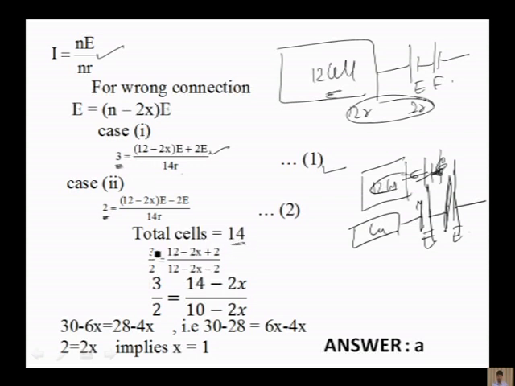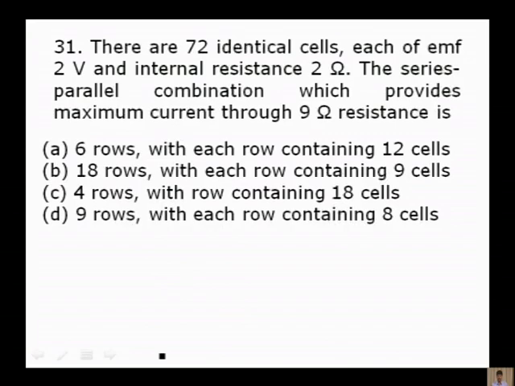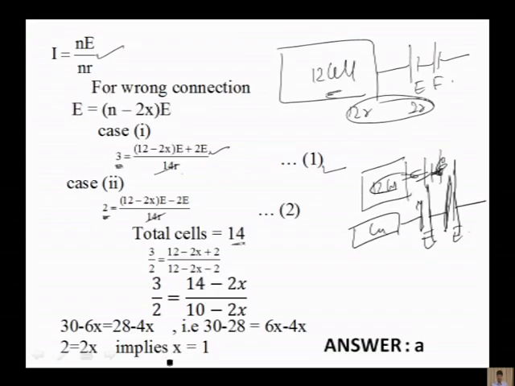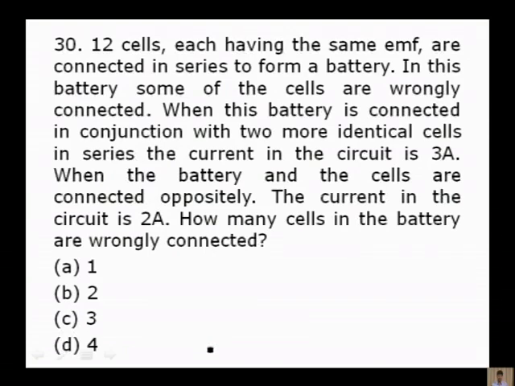When we divide these two, it becomes 3 by 2, and the E terms are cancelled on both sides. R is cancelled. So remaining is 3 by 2 is equal to (14 minus 2x) divided by (10 minus 2x). By making all the simplification, we get the value of x is equal to 1. The wrongly connected cell is only 1. Therefore, the correct option is the first one.